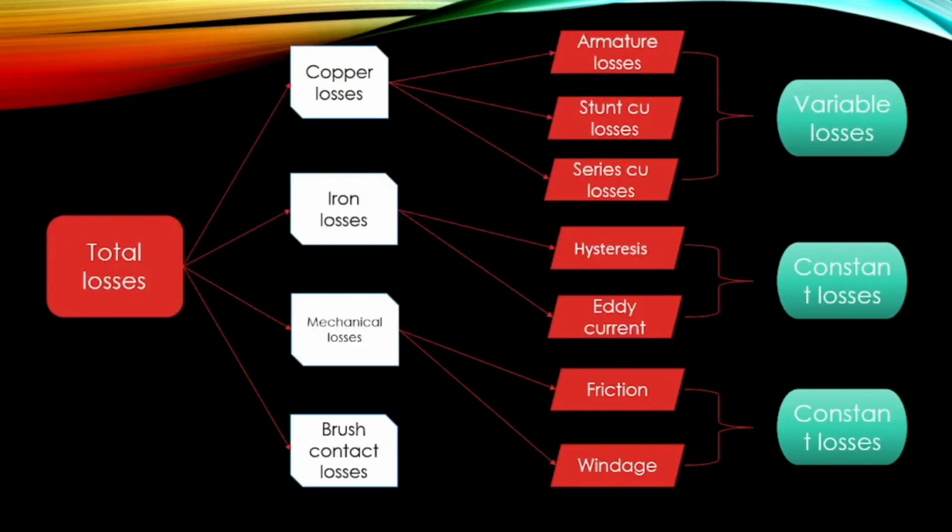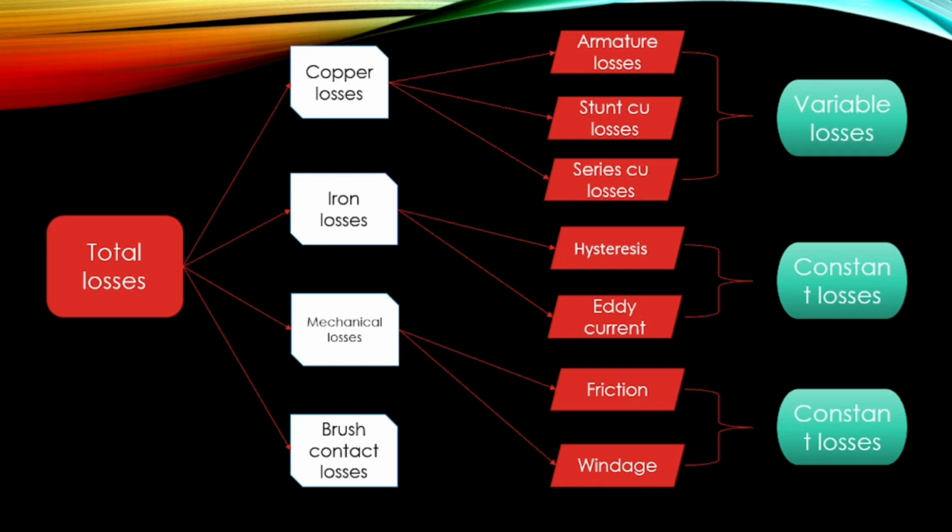Losses in DC machines are classified into four types: copper losses, iron losses, mechanical losses, brush contact losses. Again, copper losses are classified as armature losses, shunt copper losses, series copper losses. These are called variable losses. Iron losses are classified into two losses: hysteresis losses and eddy current losses. These are called constant losses.